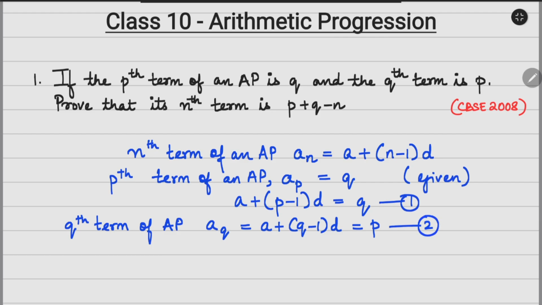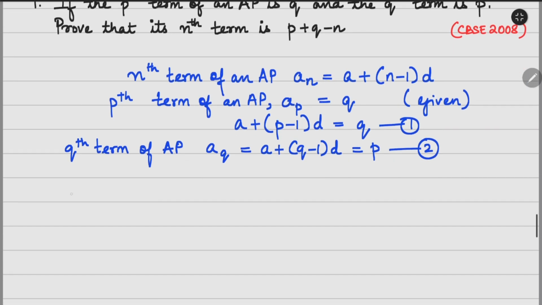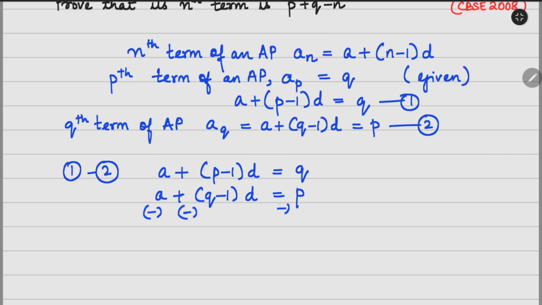So now we have to solve 1 and 2, because to find the nth term you need to find out what your a is and what your d is. So let us solve it. You can do equation 1 minus equation 2. Equation 1: a plus (p minus 1) into d is equal to q. The qth term, that is a plus (q minus 1) into d is equal to p. This is our second equation. So we are just subtracting the two, and whenever we subtract, you change the sign.